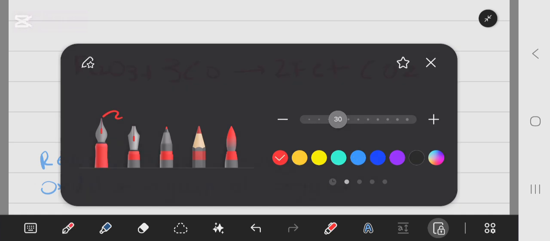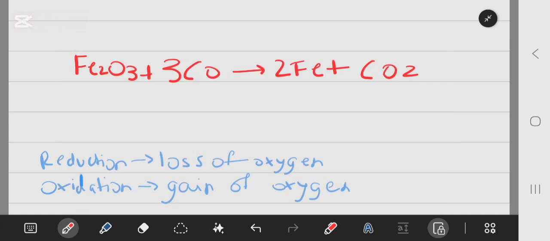So what's happening over here? I'll just give you 2 minutes. You can pause the video. Now, which element is being reduced and which element is being oxidized? Which element is gaining oxygen and which element is losing oxygen, right? I would suggest that you isolate one of the reactants and look at the corresponding product on the product side.